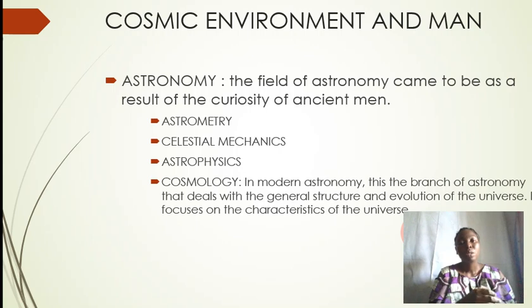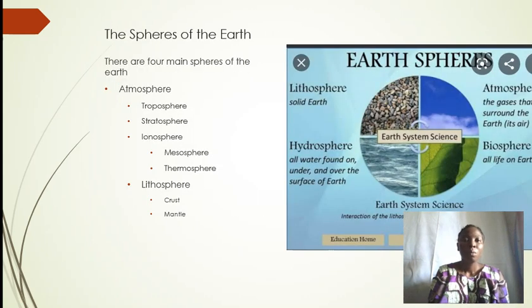We discussed, among other things, the spheres of the Earth, which are the atmosphere, the lithosphere, the hydrosphere, the biosphere, and the lithosphere. We further said the atmosphere consists of three subspheres, namely the troposphere, stratosphere, ionosphere, which is further divided into mesosphere and thermosphere.